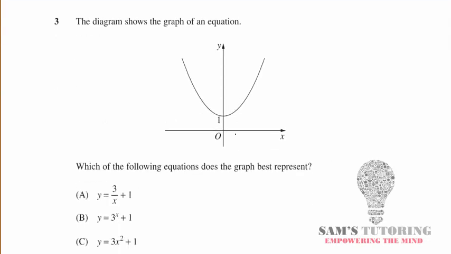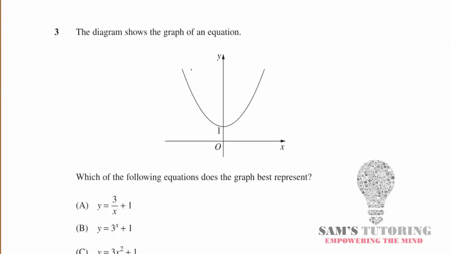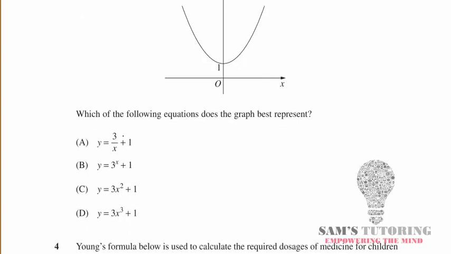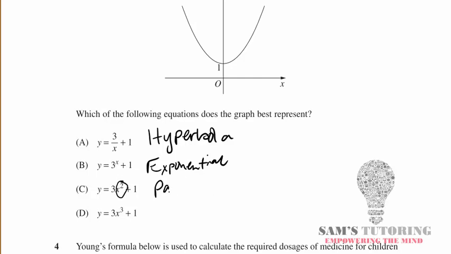Okay, the diagram shows the graph of an equation. Which one of the following equations does the graph best represent? So let's go through them firstly. If it's on x, don't look at the plus ones, don't look at the 3's. If it's on x, this is called a hyperbola. If it's to the power of x, so the x is on the power, this is called an exponential. If it's x squared, this is called a parabola. And if it's x cubed, it's called a cubic.